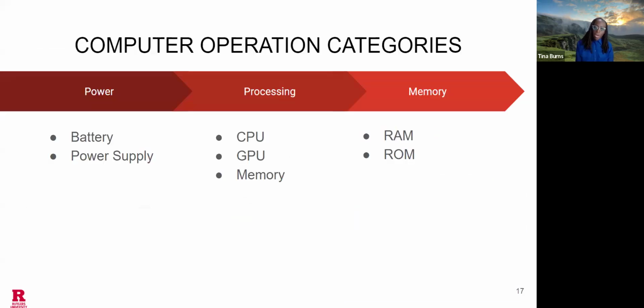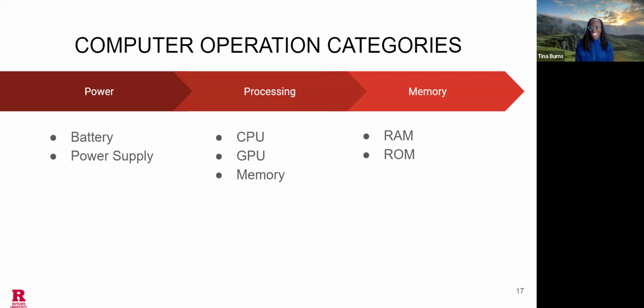Now, remember, previously I talked about these three stages of what you want to consider for computer architecture in your programming design and developing your particular code, right? And those three major areas are your power, your processing, and your memory. Now, your power includes things dealing with your battery and your power supply, anything that's going to provide juice to your computer. Your processing, as we talked about a little bit, includes your CPU, your GPU, and then the memory itself.